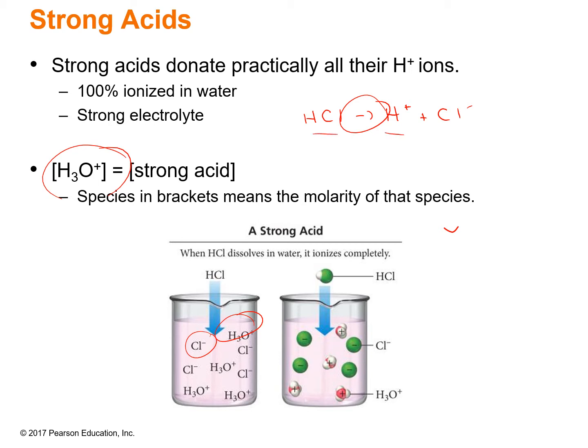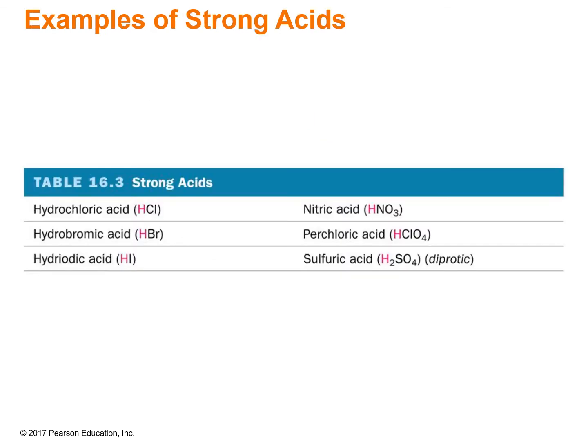So if we have a full dissociation or practically full dissociation, then we should end up with a 1-to-1 ratio between these two species. Therefore, you can assume that when you introduce a strong acid into a solution, its concentration of hydrogen or hydronium will be equivalent to the initial concentration of that acid. And here's a list of some strong acids that therefore will practically fully ionize in solution.